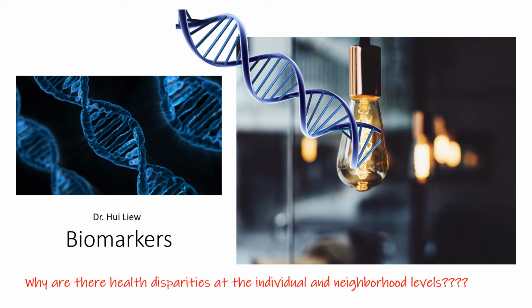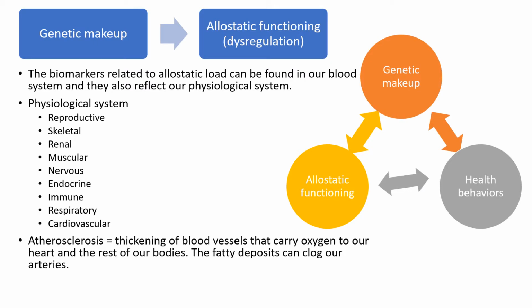This video briefly explains why sociologists and biologists should attempt to understand one another. And this video briefly explains why we see health disparities among individuals. All these health disparities among individuals are due to our genetic makeup, which can in turn affect our allostatic functioning. And sometimes our genetic makeups can lead to allostatic dysregulation.